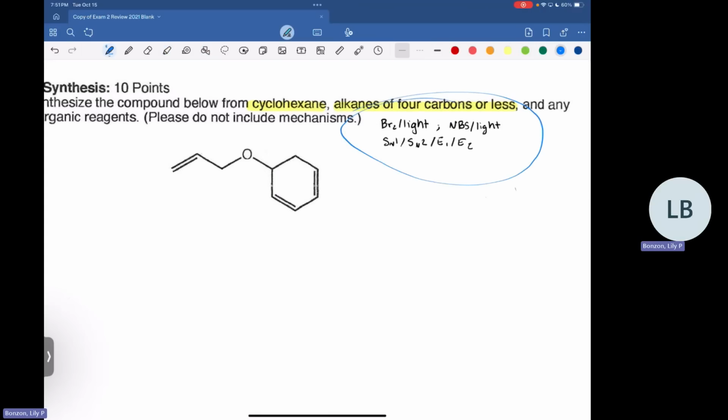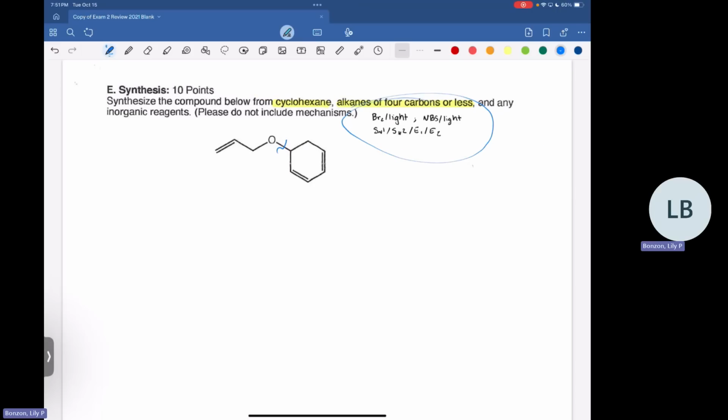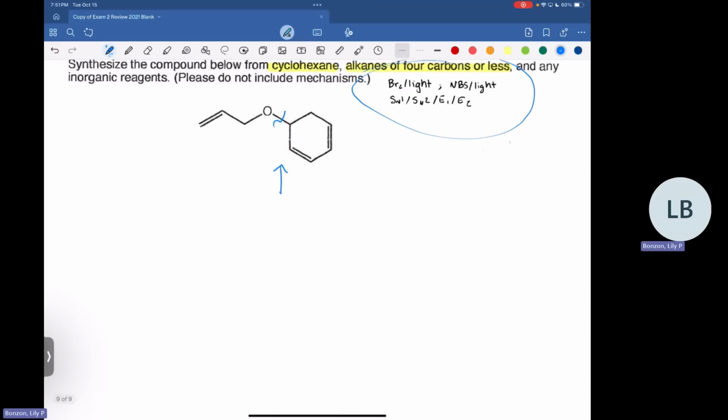So then I'm just going to find somewhere on the molecule to cut and work backwards from. So if I cut the bond between the oxygen and the cyclohexane, then I will be left with this and this. And we're going to put heat over the arrow.